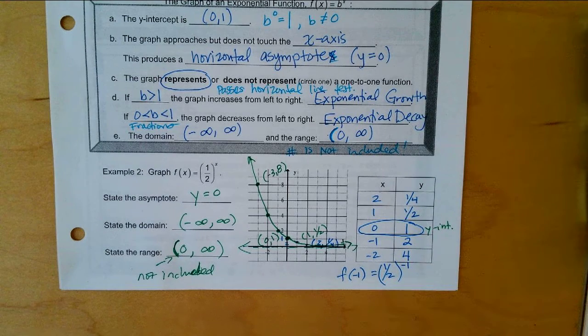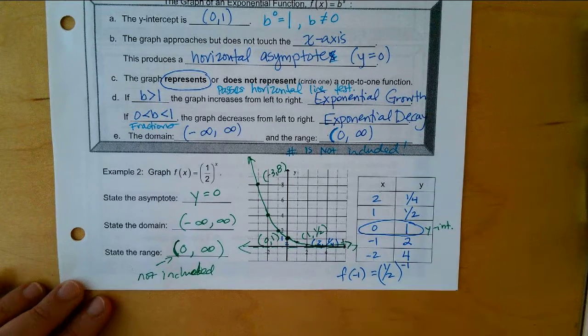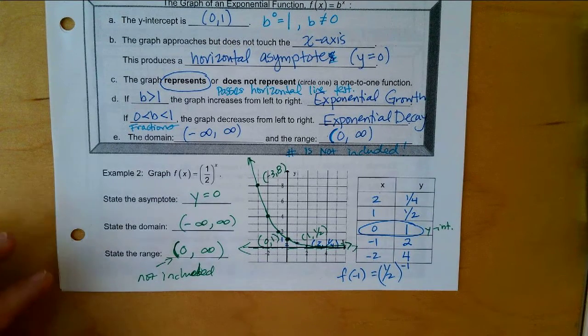So will you have an x-intercept? No. You can't have an x-intercept because we're getting closer and closer to y equals 0, but we're never getting there. Okay.